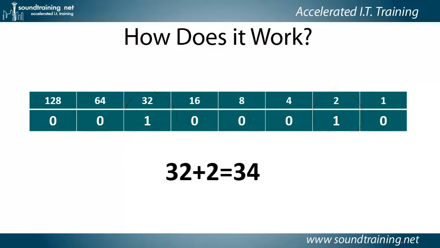Now, in the real world, you may see 5 or 6 bits turned on, but same thing. You just add up the decimal values of the bits that are turned on to get the decimal value of the byte.